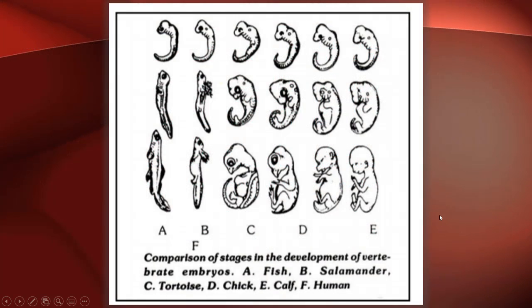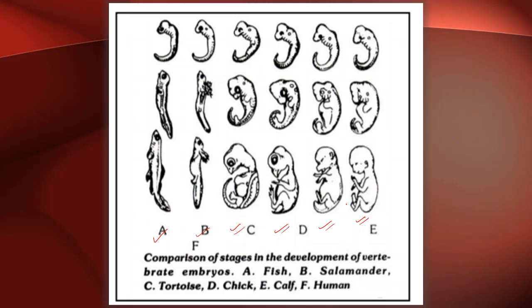Yeah, this is the diagram I was actually trying to show you. Comparison of the stages in the development of vertebrate embryos. Like this is the comparative development: A is of fish, this developmental stage. B is of salamander. Then C is of tortoise, D of chick, E calf, and F human.